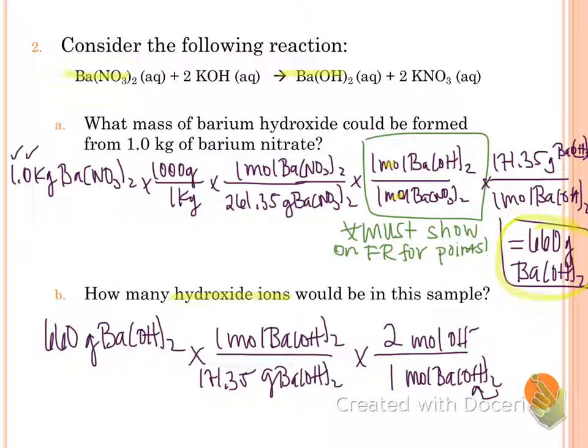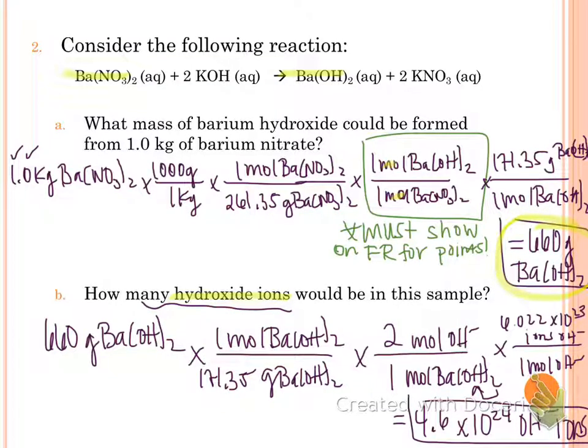But we still have one more step. This problem didn't ask for moles of hydroxide ions, which is what we have now. It asked how many ions. So we need to use Avogadro's number. We still only get 2 sig figs in that final answer, but there you have it, some basic stoichiometry.